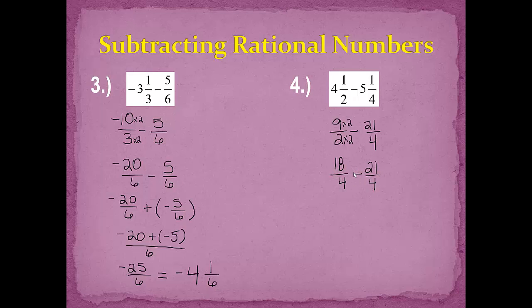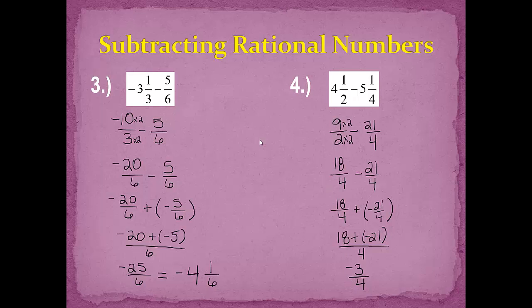I'm going to change this so I'm adding the opposite. So I'm going to have 18 fourths plus negative 21 fourths. Now I'll add my numerators. So I have 18 plus negative 21, and that will be over 4. 18 plus negative 21 is negative 3, and then I put that over my denominator of 4, and my answer will then be negative 3/4.